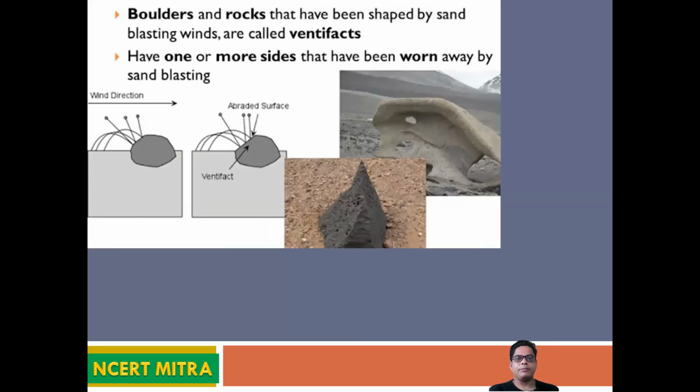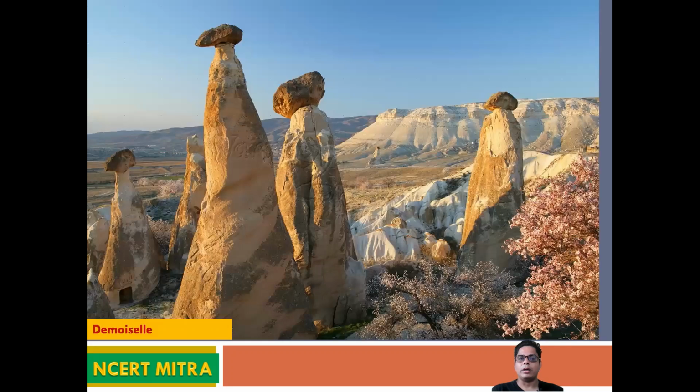The next thing is the ventifact. Ventifacts are boulders and rocks that have been shaped by sand-blasting wind, with one or more sides worn away by the blasting of the sand. Sand blasting occurs due to temperature differences in the desert area. So these are called ventifacts. Perhaps you can see them in my background.